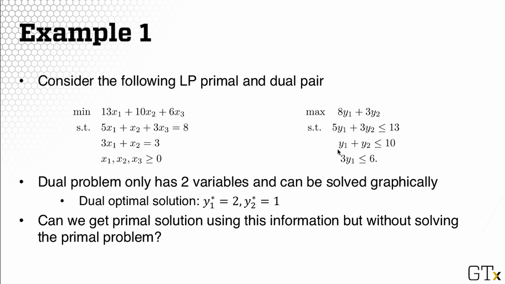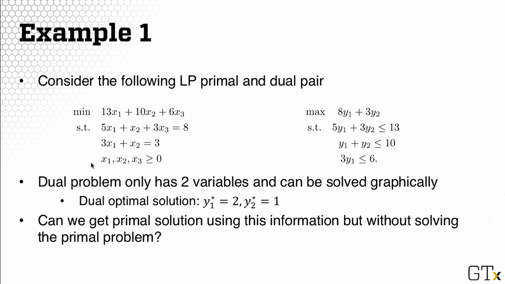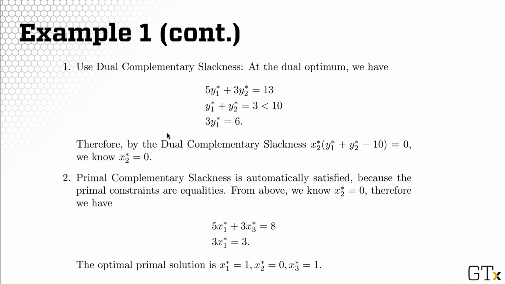So that means the primal x2 variable has to be 0. That is very useful information: without solving the primal problem, we already figure out that the primal optimal variable x2 has to be 0. If we plug that back into the primal problem, with x2 equal to 0, then immediately we get x1, which is 1. Then we substitute here, we get 1 here, and x3 also has to be 1. In that way, we have solved the primal problem without even using simplex or directly solving the primal problem.